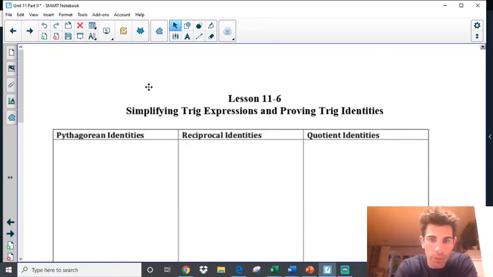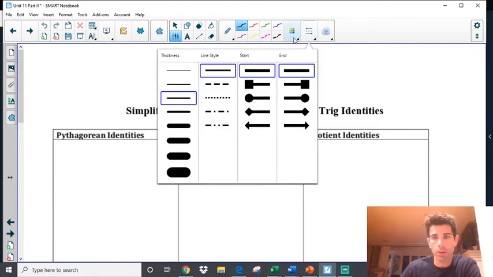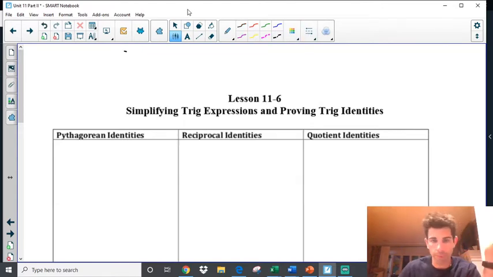So let's go over lesson 11-6, simplifying some trig expressions and proving some trig identities. Some of it is a little bit new, but a lot of it piggybacks on old things that you should remember from what we've been working on. It's just going to take old stuff and new stuff and make this stuff here.